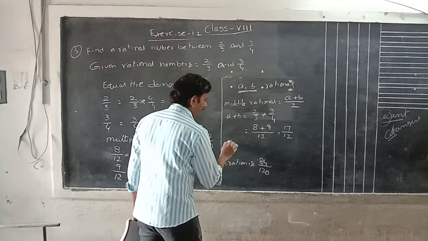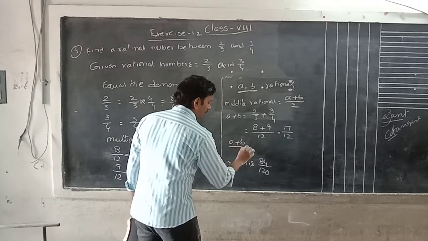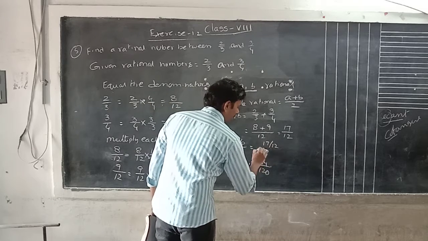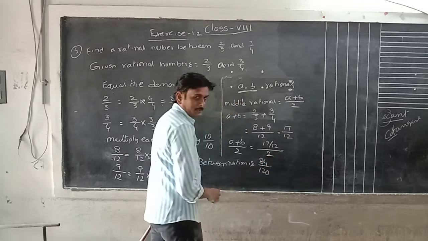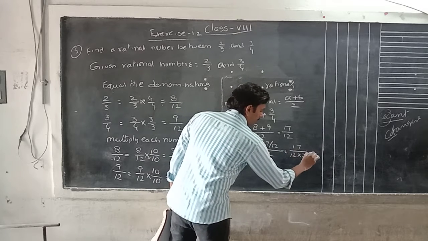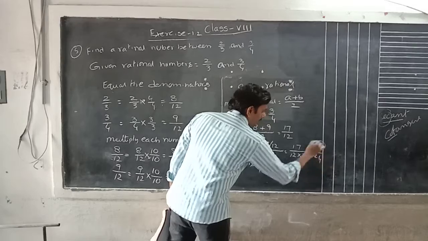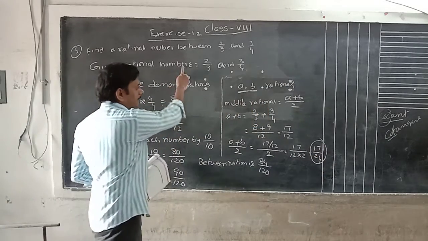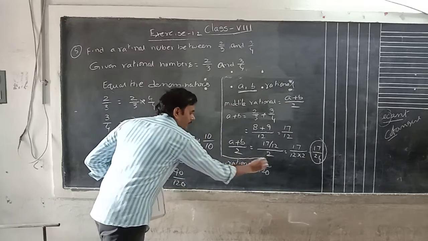That is the first step. Then A plus B by 2. That means 17 by 12 by 2. The denominator transfers to the denominator: 12 into 2 is 24. 17 by 24. This is the answer. They may write this also. For this question, either this answer or this one, any one you can follow.